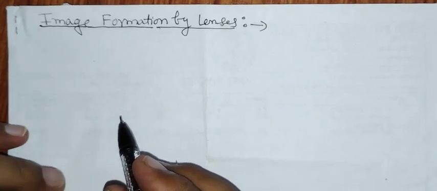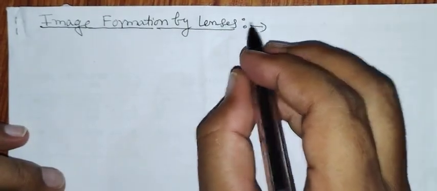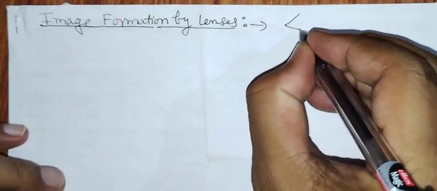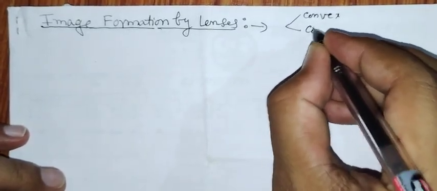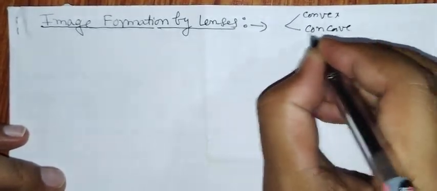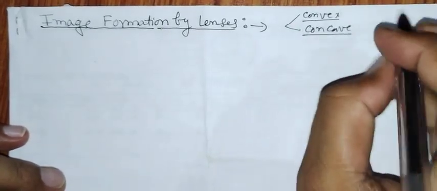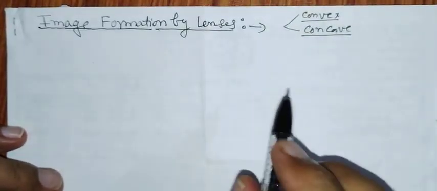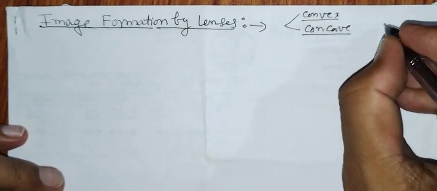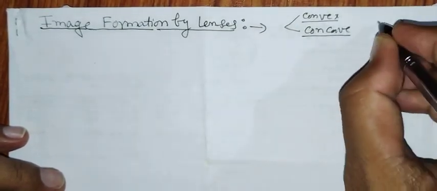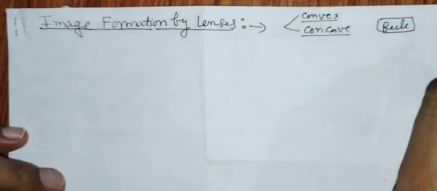Hello everyone. We are going to see the image formation by the lenses. In lenses, either we have a convex lens or a concave lens. Before we start how images are formed by the lenses, first of all we want to see the rules applicable to draw the ray diagram.